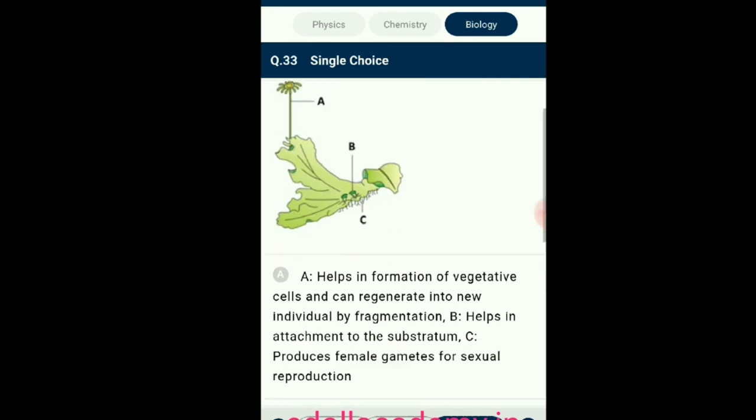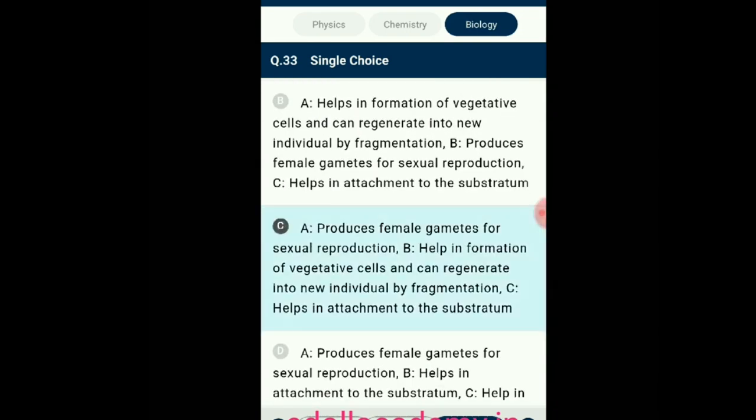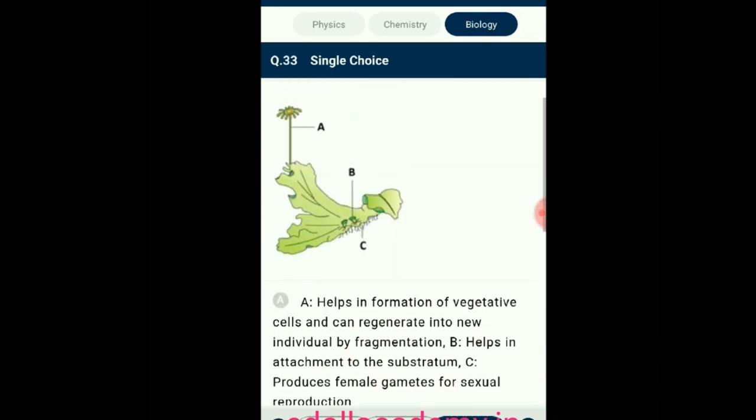So the answer for this question is option C. A: gametophyte for sexual reproduction. B: helps in the formation of vegetative cells and can regenerate into a new individual by fragmentation. C: helps in attachment to the substratum.